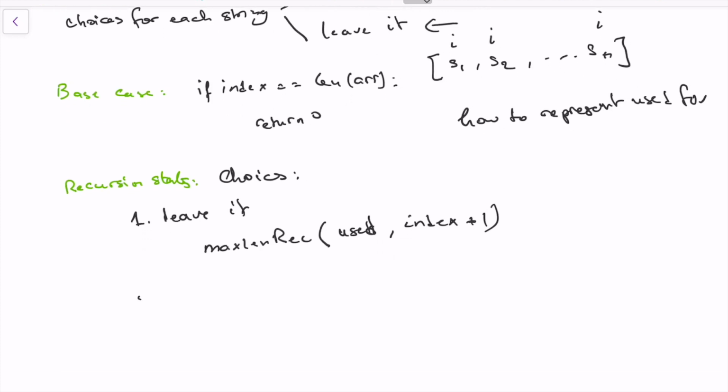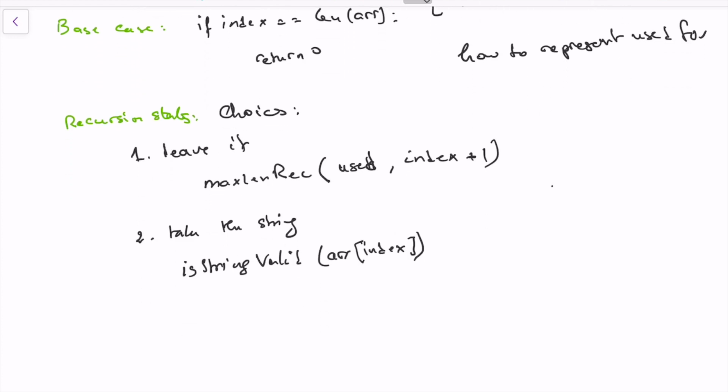And then we can take it, right? Take the string, but that can be only if it's valid. So first, check if the string is valid, which means it doesn't have duplicate characters, and the string is just the element at index. The string would be valid if it has only different characters. It doesn't have something like this where it has duplicate characters. Let's put that in a variable.